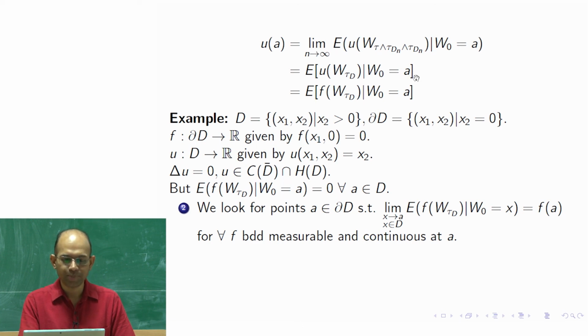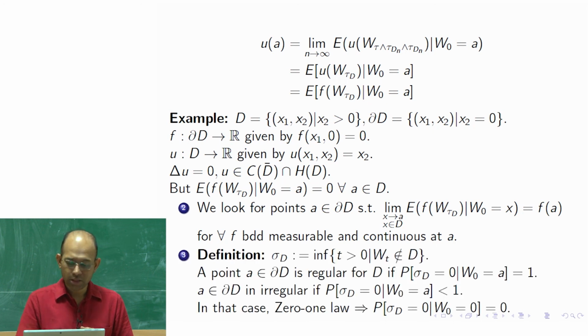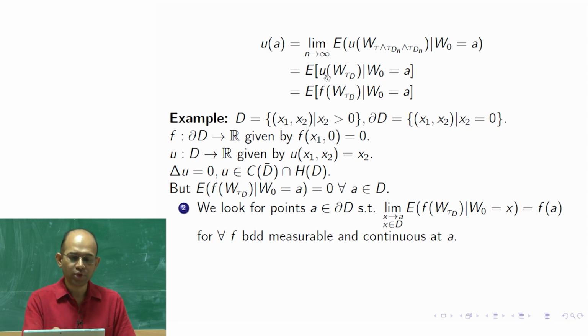However, what is the value of u at the position W_{τ_D}? τ_D is the time when the Brownian motion touches the boundary of D, that is, the locus of the boundary. At that location, u satisfies the boundary condition, the boundary data f. So, u(W_{τ_D}) is f. Why? Because u is the bounded solution of the Dirichlet problem. This is the expectation of f(W_{τ_D}).